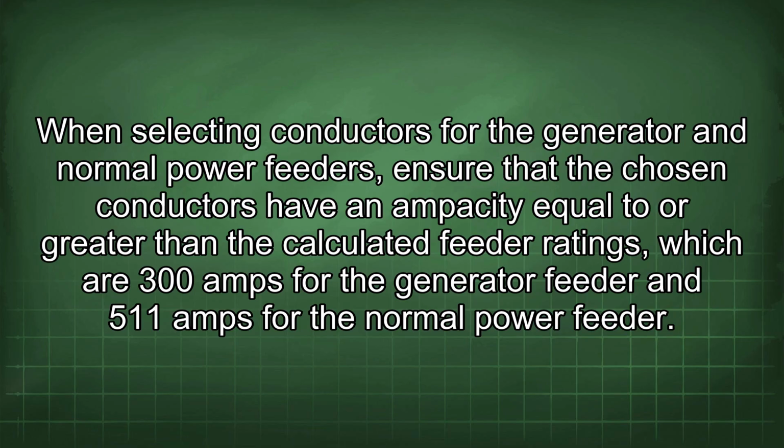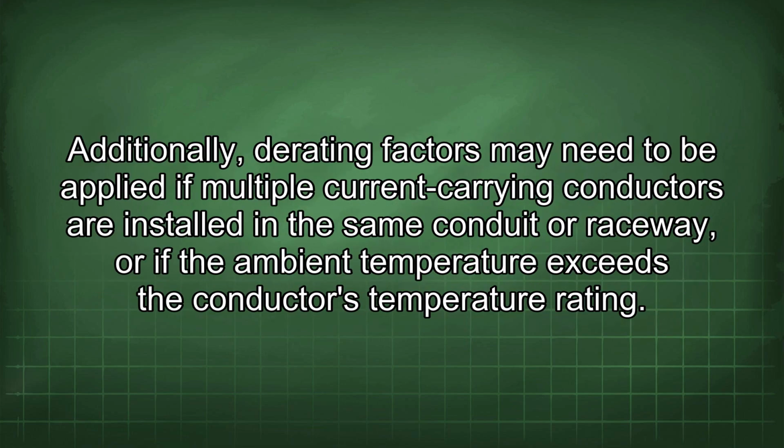When selecting conductors for the generator and normal power feeders, ensure that the chosen conductors have an ampacity equal to or greater than the calculated feeder ratings, which are 300 amps for the generator feeder and 511 amps for the normal power feeder. Additionally, derating factors may need to be applied if multiple current-carrying conductors are installed in the same conduit or raceway, or if the ambient temperature exceeds the conductor's temperature rating.